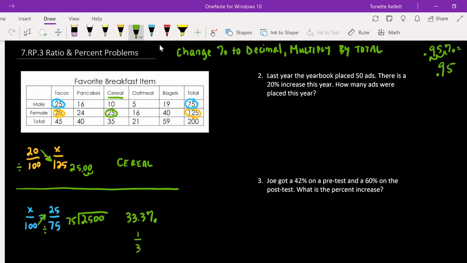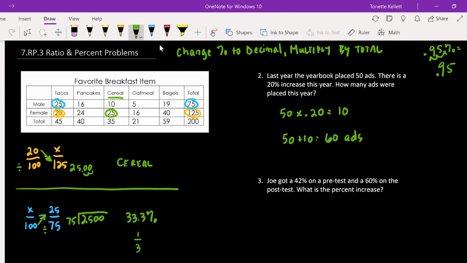Number 2, last year, the yearbook placed 50 ads. There's a 20% increase this year. So how many ads were placed this year? Well, we want to know what 20% of 50 is. When you multiply that, you get 10. So if you started with 50 and you add 10 more, you would get 60 ads for this year.